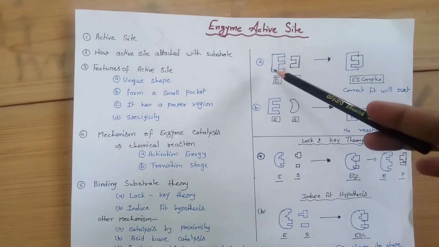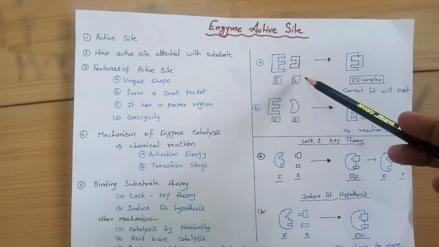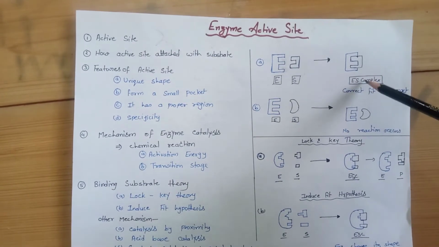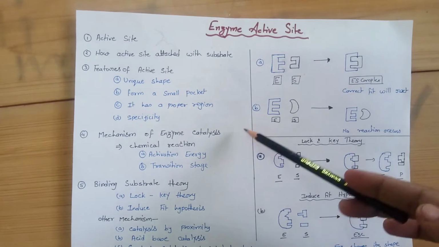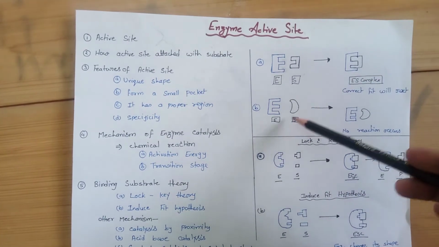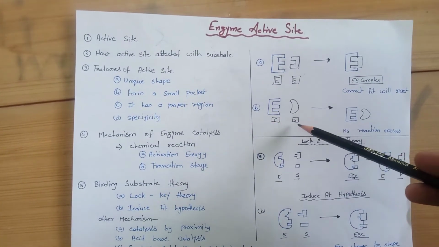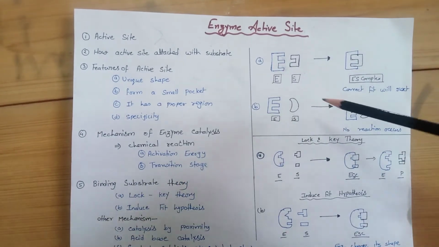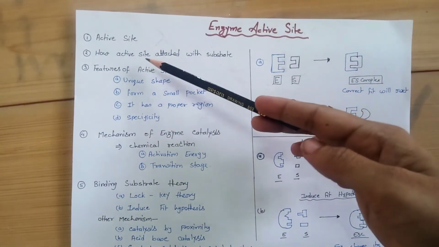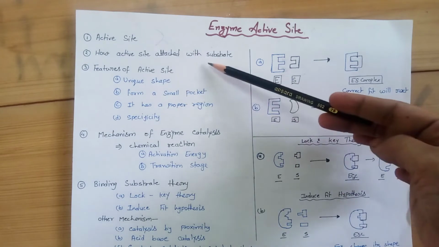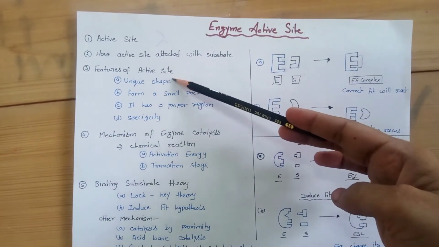So the enzyme gets attached to the substrate by any of these bonds and makes a complex, then the complex is converted to the product, and then the product is released from the enzyme, and the enzyme gets back to its original position. Now, how the active site attaches to the substrate, I told you. Now the features of the active site.